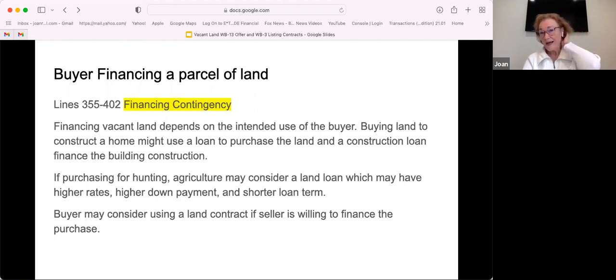Okay, so that's about half an hour and we've gone through the important differences in a vacant land offer to purchase. Before we go to the listing, is there any question, confusion, or anything you want repeated?